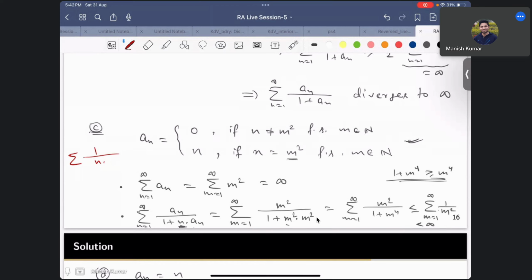That is why what I am doing over here is, this cancellation of an can be done only when an is non-zero. If an is 0, then this cancellation does not make sense. This whole thing is 0, right? Yes. That's why we are putting an equal to 0 when n is not a perfect square. When n is a perfect square, we are making it n square in some sense, and then this cancels, then you have 1 by n square, and then you have the convergence.